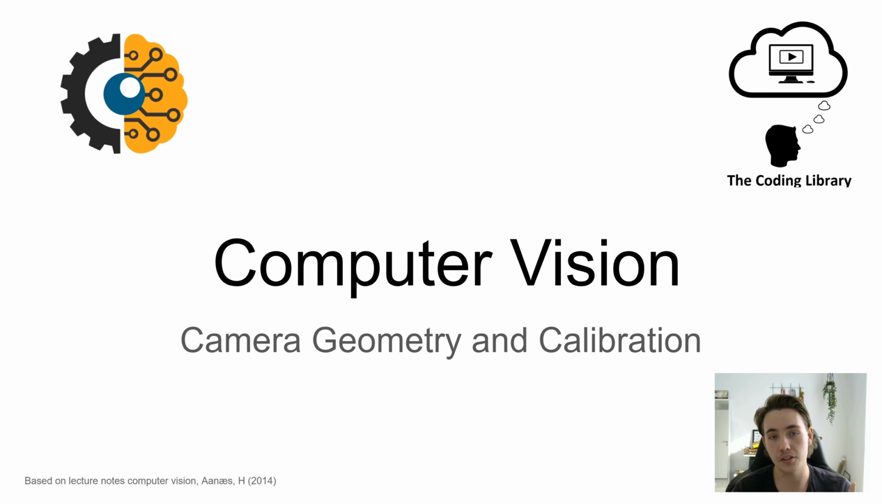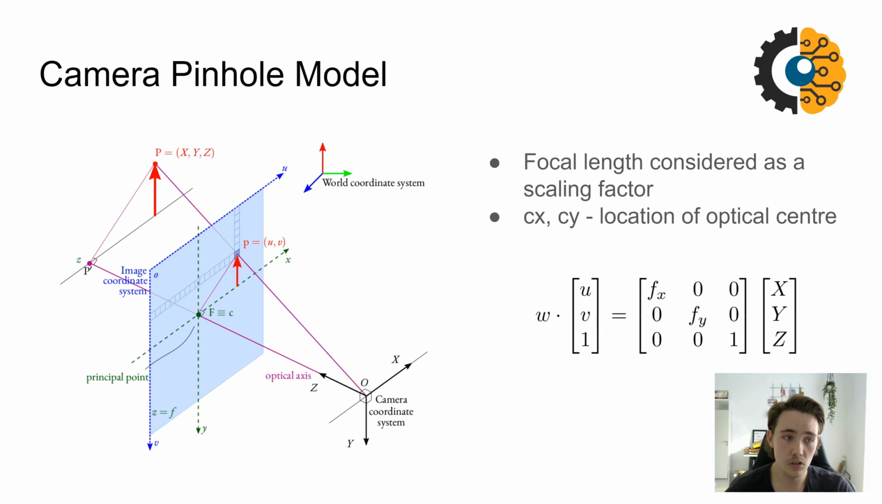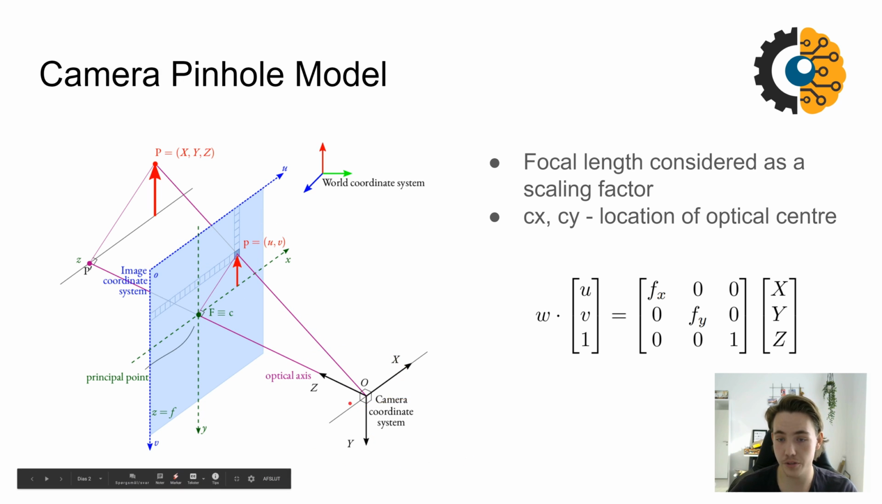But first of all, we need to know a bit about camera geometry and how we can use that to estimate where an object is in our image, and also how we can use that for camera calibration. So first of all, I'm going to show you this camera pinhole model, as I showed you in the first video as well, where we have these three coordinate systems: the world coordinate system, the image coordinate system, and also the camera coordinate system.